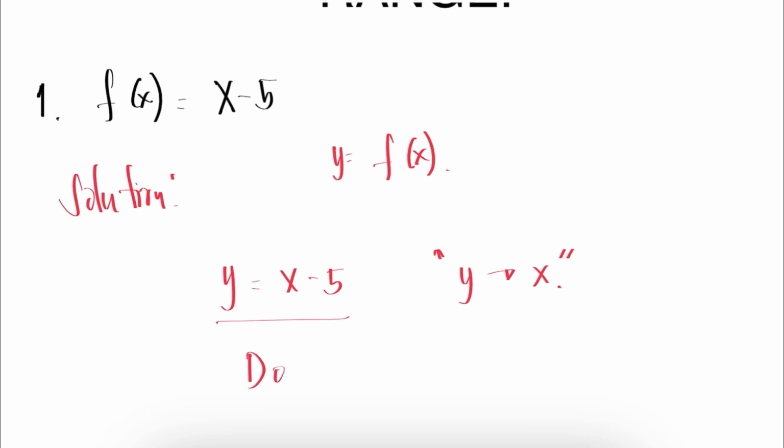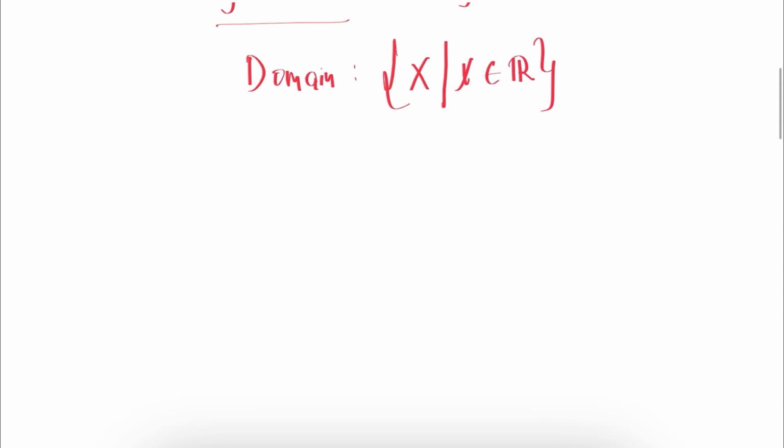And then, of course, the domain is all values of x such that x is an element of any real numbers. Now, what about the range of the function f of x is equal to x minus 5? Okay, again, let us rewrite y equal now to x minus 5, solving for x in terms of y. So we will use our knowledge of transformation here.